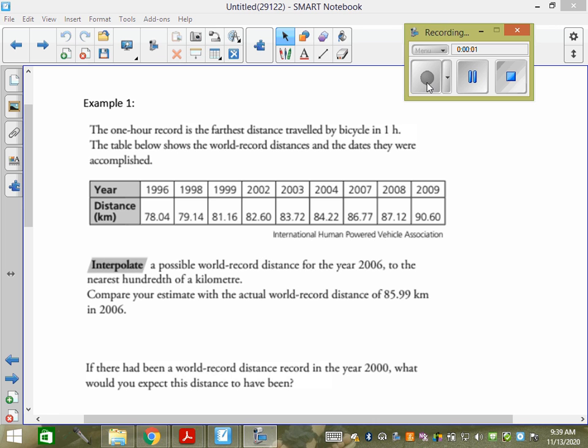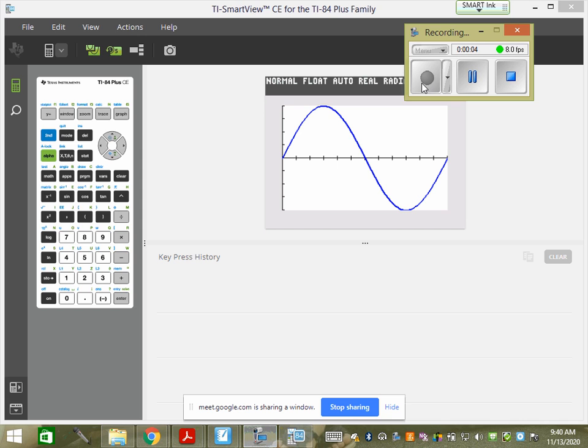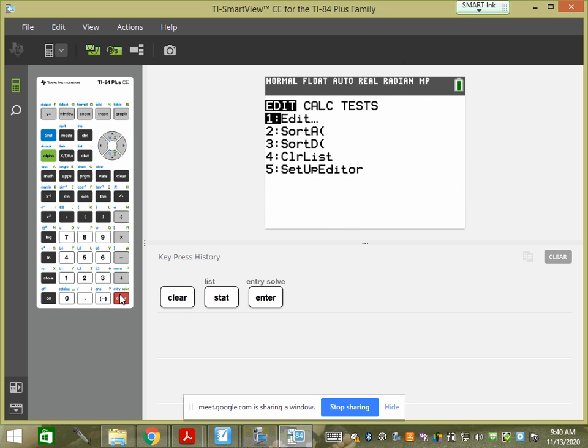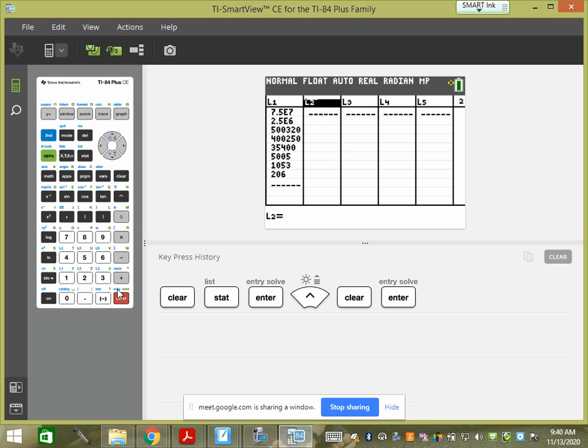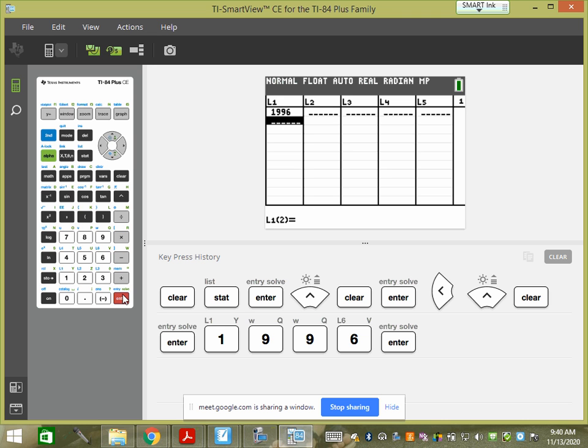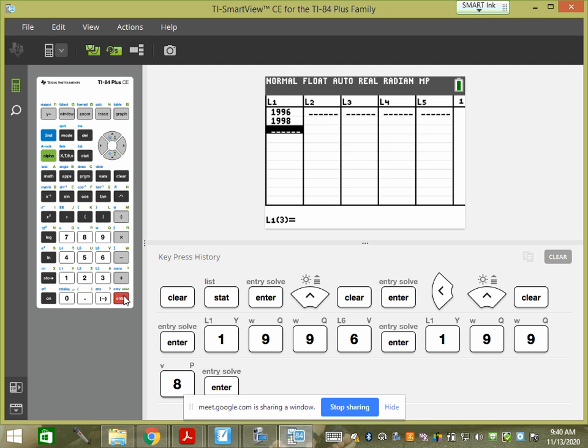List 1 and list 2, and typing these in. Would this be linear? Yep. So we're all typing in example 1. So it's going to be 1996. Make sure you change your window after you get it into the equation, because if you don't change your window, it may show up, but it won't fit the data.